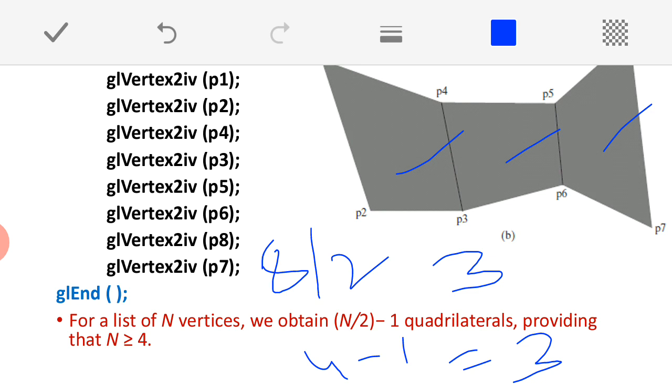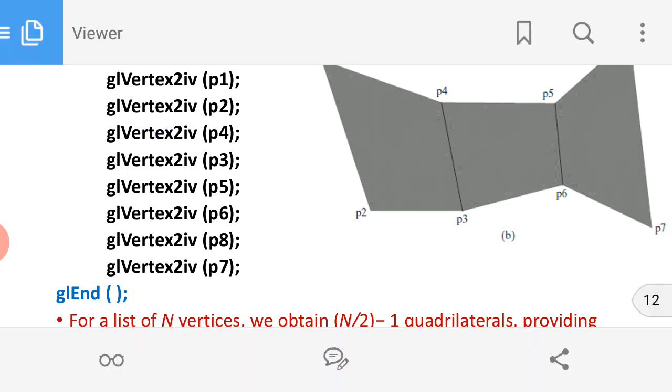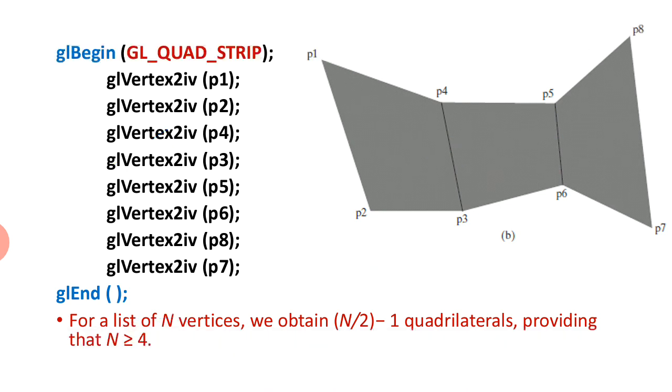This is the common formula you can observe here, and another condition is that to draw the first quadrilateral we always need a minimum of 4 glVertex functions. This is the mandatory condition. So this is regarding the different types of polygon symbolic constants and quadrilateral symbolic constants which are available in OpenGL.